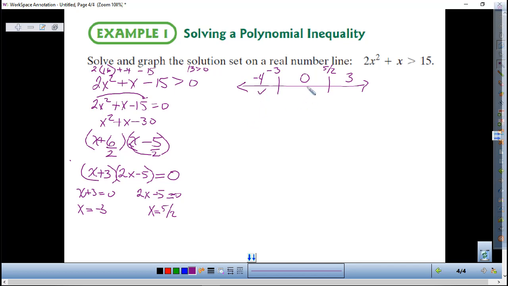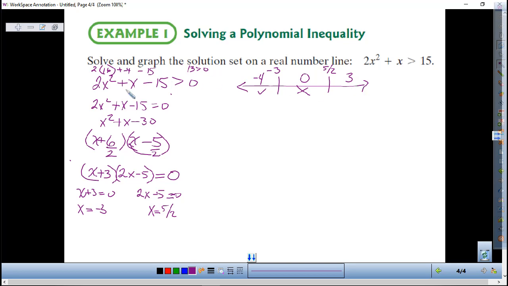Now, what happens when I plug in 0? When I plug in 0, this one's going to become 0, this one's going to become 0, and I'm asking myself literally, is -15 greater than 0? Well, -15 is not greater than 0, so that interval, I'll put an X down, that will not be part of my solution set.